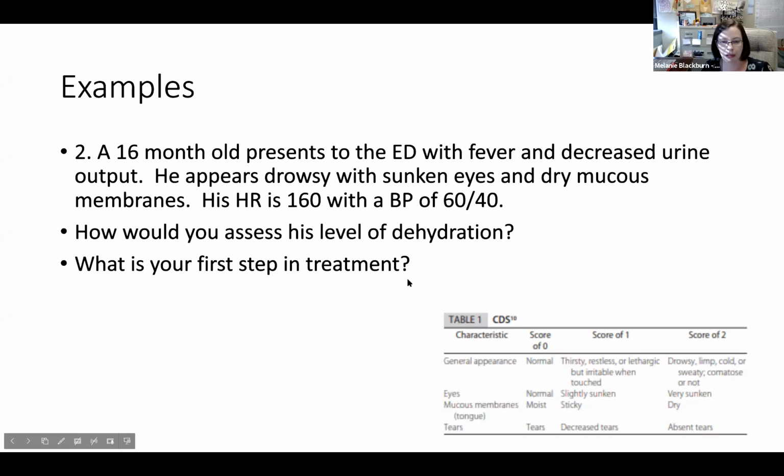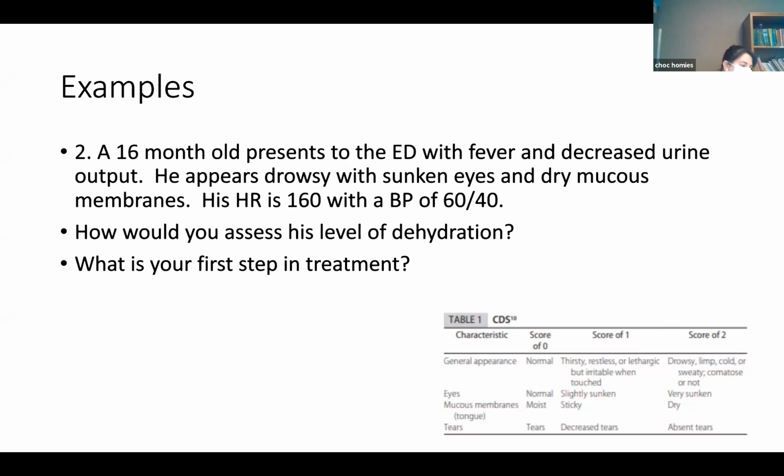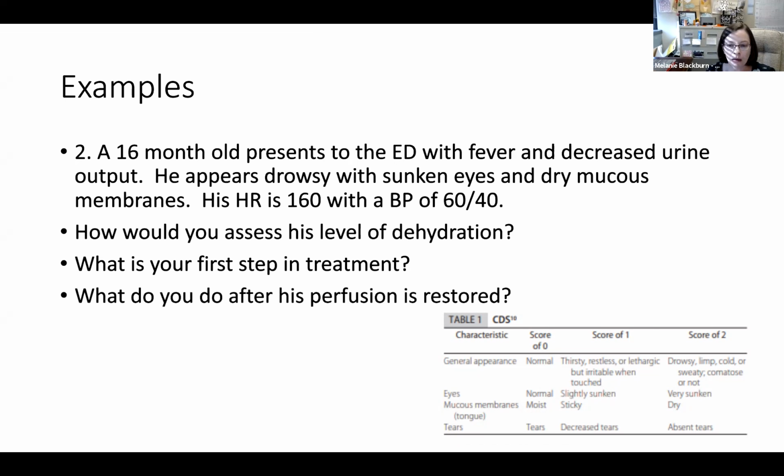So what is your first step in treatment, knowing he's severe? 20 cc per kg bolus push-pull. Perfect. So you're going to start out with either push-pull or on the pump as fast as you can run it. Start with your boluses and reassessment. And then after you have emergently repleted him and his perfusion is normal now, what is your next step?